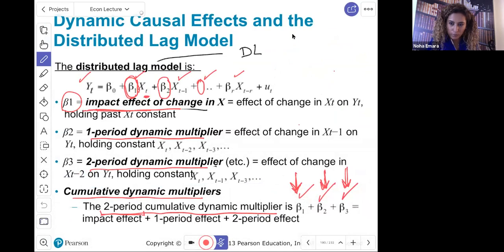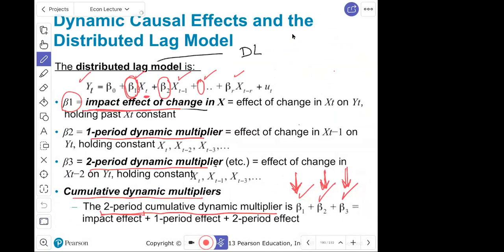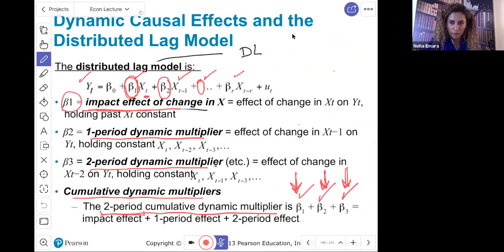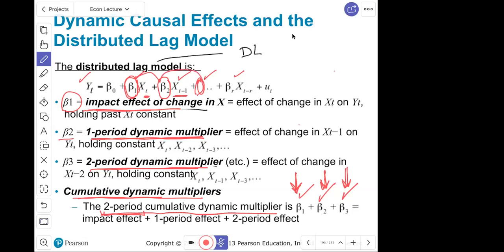Can you see that, Lewis? Yeah, I can see it. Okay, so the impact effect or the impact factor, sometimes it's called factor, sometimes it's called effect. It's always the coefficient attached to X_t. Now, my second question would be, and just focus here, the first period dynamic multiplier is simply the coefficient attached to the first lag. The second period dynamic multiplier is the coefficient attached to the second lag. Keep going. What's the cumulative multiplier? If I'm asking you about two periods, then it's going to be today plus this plus this.